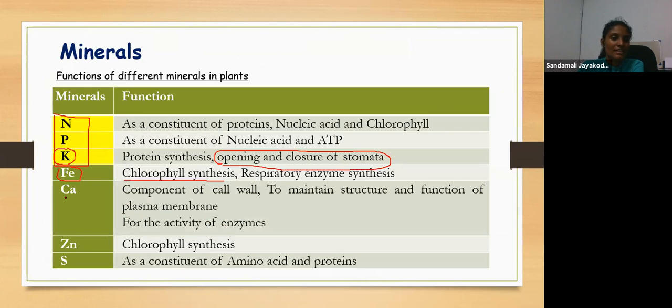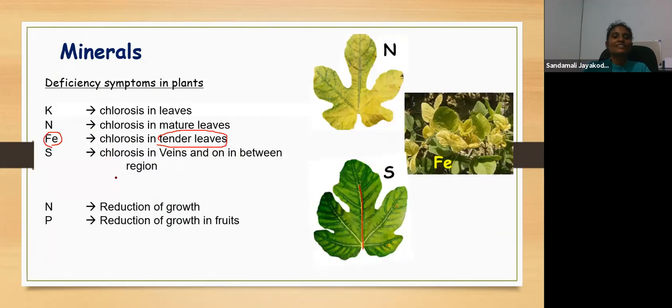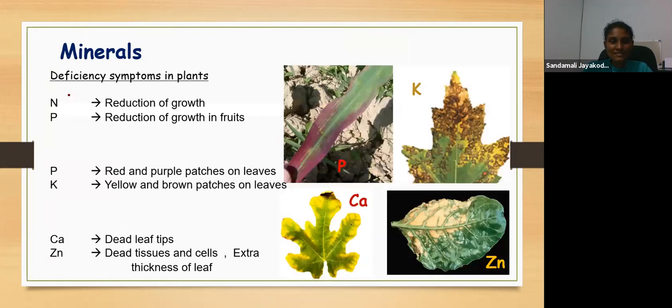And then here calcium. It is a component of the cell wall. And again, there are different functions. And zinc again, it's important for chlorophyll synthesis. And sulfur acts as a constituent of amino acids and proteins. I think at the end, they will give another few symptoms. So here, this is the same thing which is mentioned in the previous slide.